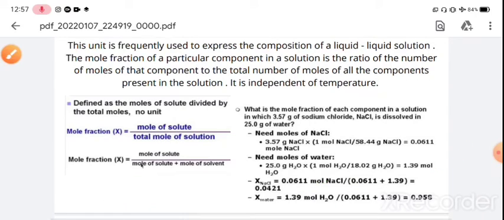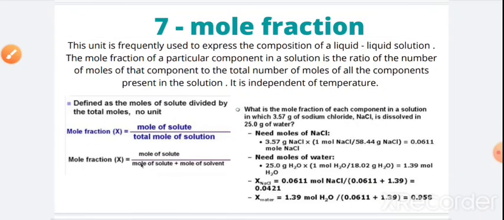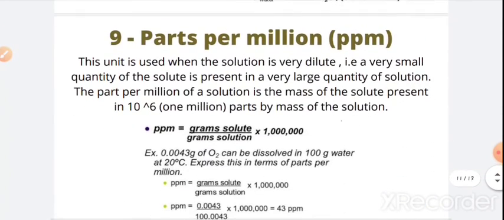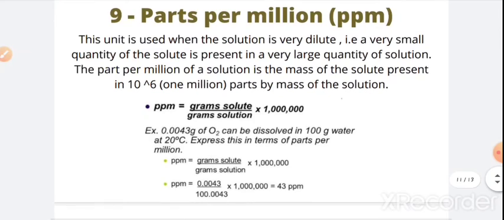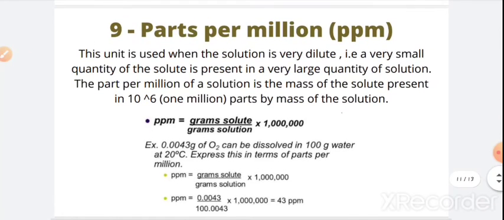You can calculate this later. Okay, now the next is parts per million. This unit is used when the solution is very dilute. Now dilute means the solvent is present in a much larger amount, that is, a very small quantity of solute is present in a large quantity of solution. That's what I taught you.